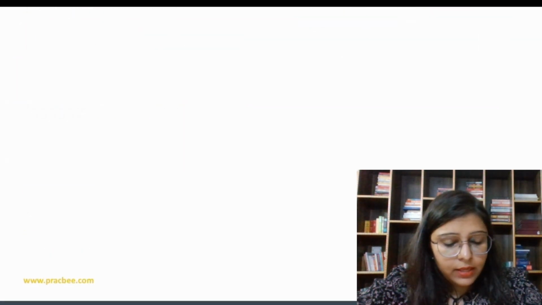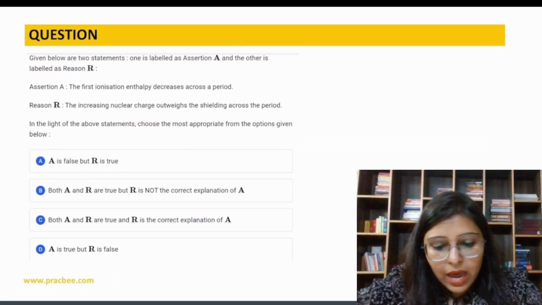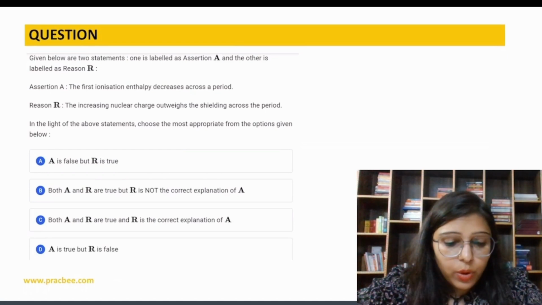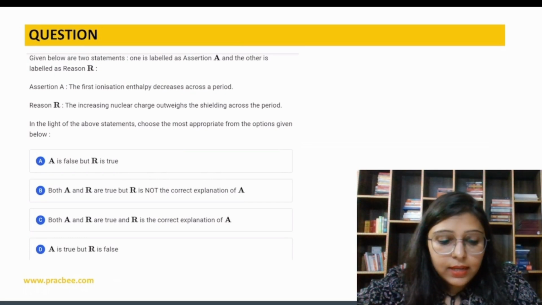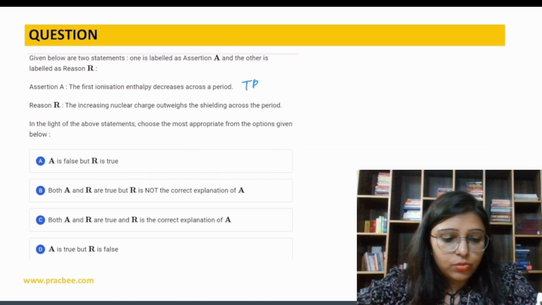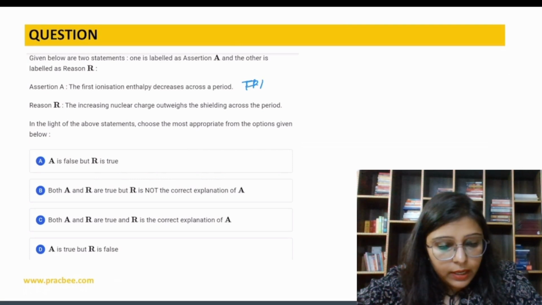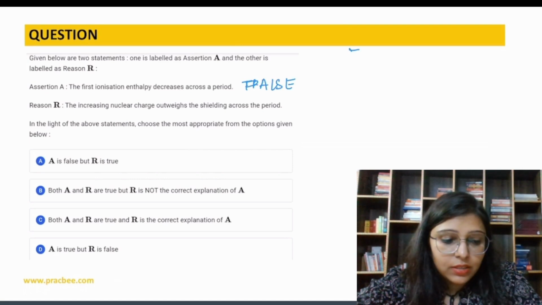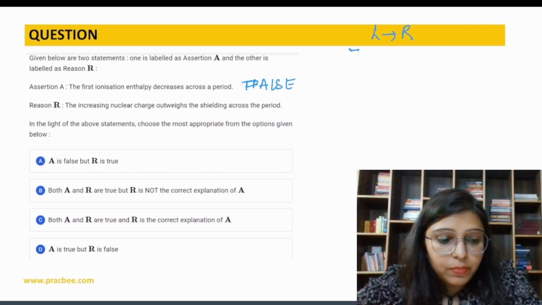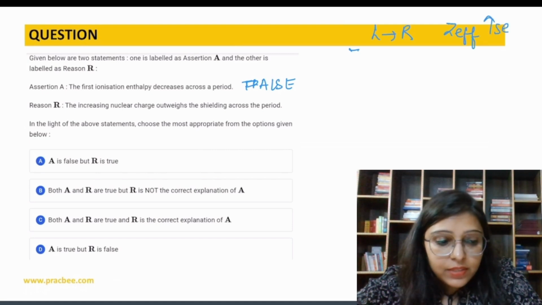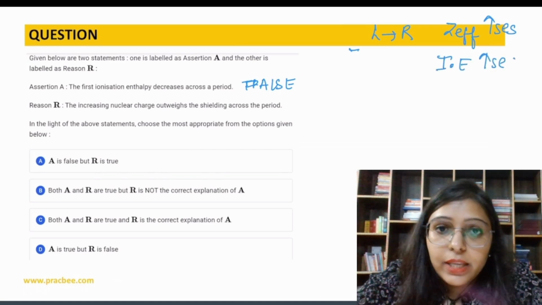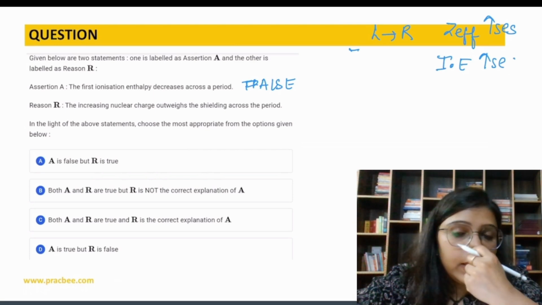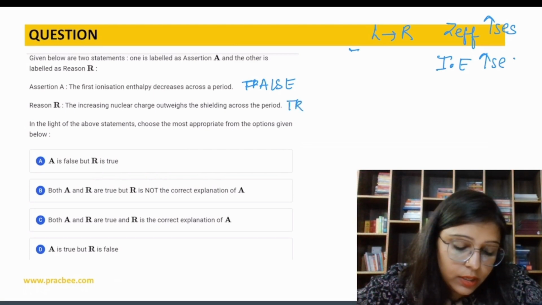Okay. Now next. Given below are two statements. One is labeled as assertion A and the other is labeled as reason R. The first ionization enthalpy decreases across a period. No, it's false. Why is it false? Because on moving left to right across a period, Z effective increases, and if Z effective increases, then ionization enthalpy also increases. So it is false. The increase in nuclear charge outweighs the shielding across the period. It is true.